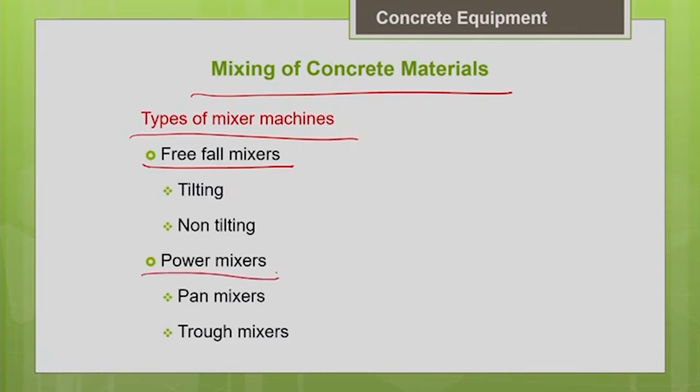There are different types of concrete mixer machines nowadays available in the market. Based upon the method or mechanism of mixing, you can broadly classify them into two categories. One is the free fall mixer, the other one is the power mixer. The free fall mixer is also subdivided into categories based upon the discharging of concrete, like tilting and non-tilting type. And power mixer, depending upon the shape of the drum, you can classify into pan mixer and trough mixer. We are going to discuss all these types one by one.